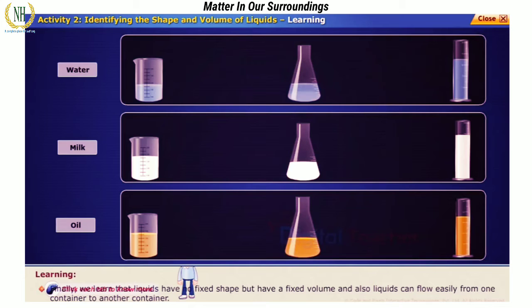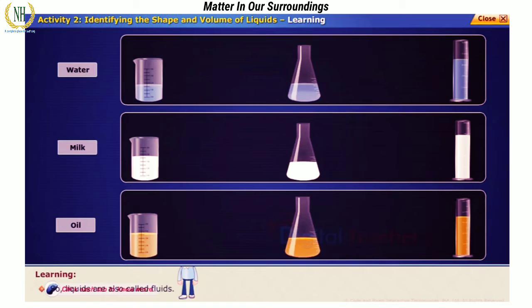Finally, we learn that liquids have no fixed shape but have a fixed volume, and also liquids can flow easily from one container to another container. So liquids are also called fluids.